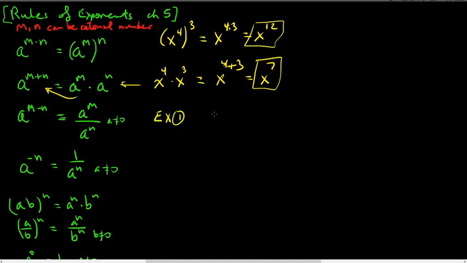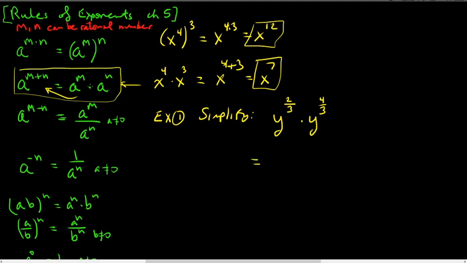So for example, suppose we want to simplify the following expression. Let's do y to the 2/3 times y to the 4/3. So what rule are we using here? We're using this one again. Y is a in this case, or a is y. M is 2/3 and n is 4/3. So according to this rule, this is just going to be y to the power, I need to write this a little bigger, so the exponent here is 2 over 3 plus 4 over 3.